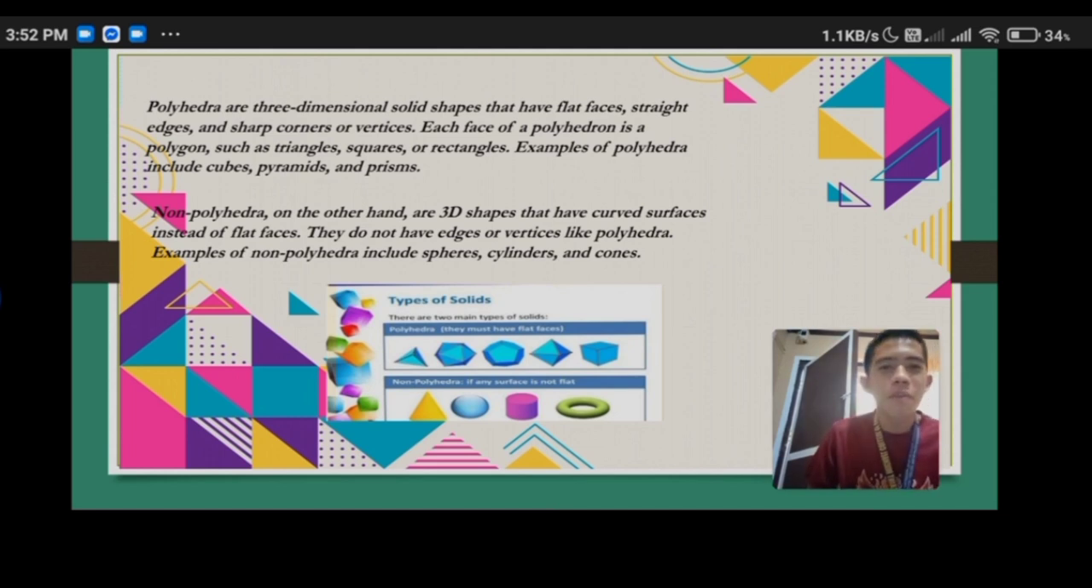Polyhedra and non-polyhedra. Polyhedra are three-dimensional solid shapes that have flat faces, straight edges, and sharp corners or vertices. Each face of a polyhedron is a polygon, such as triangles, squares, or rectangles. Examples of polyhedra include cubes, pyramids, and prisms. Non-polyhedra, on the other hand, are 3D shapes that have curved surfaces instead of flat faces. They do not have edges or vertices like polyhedra. Examples of non-polyhedra include spheres, cylinders, and cones.